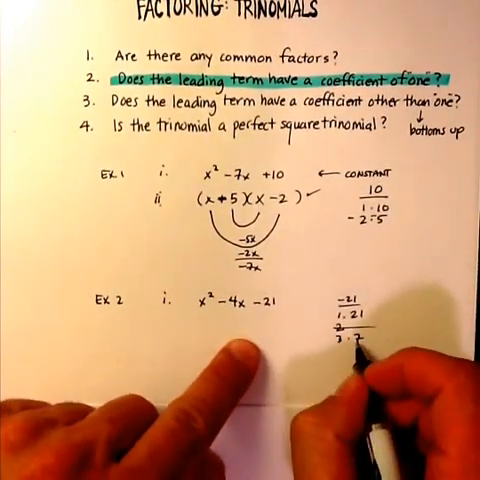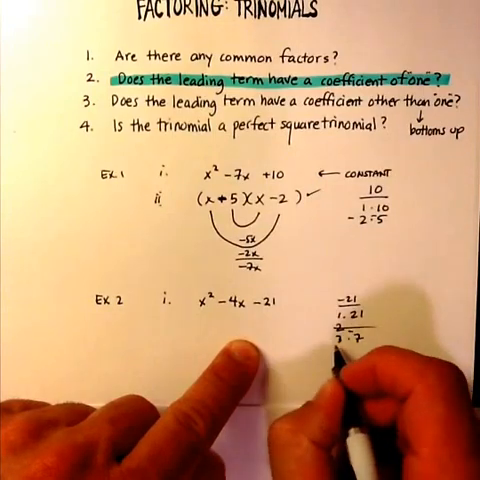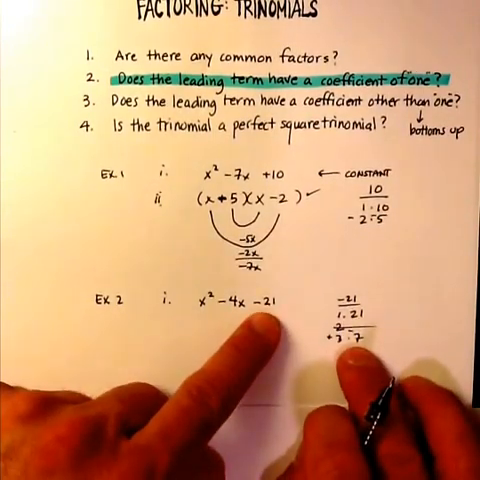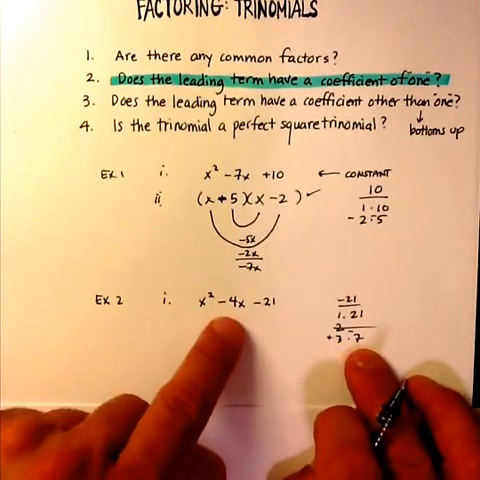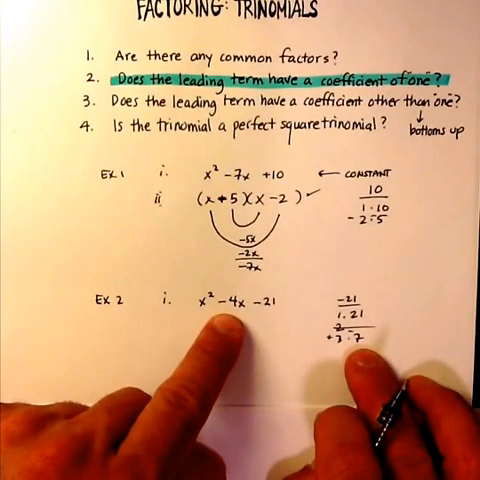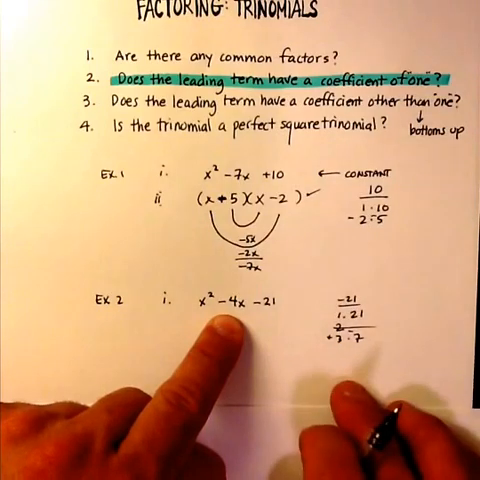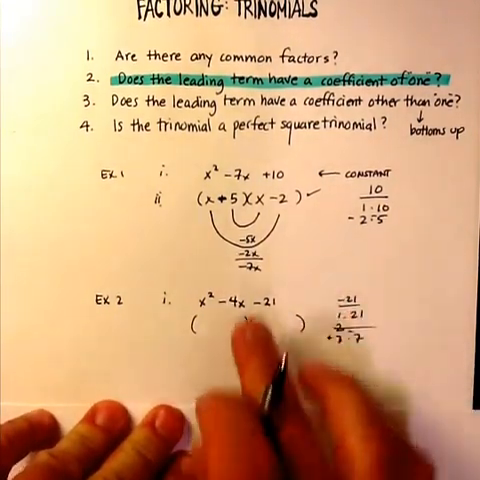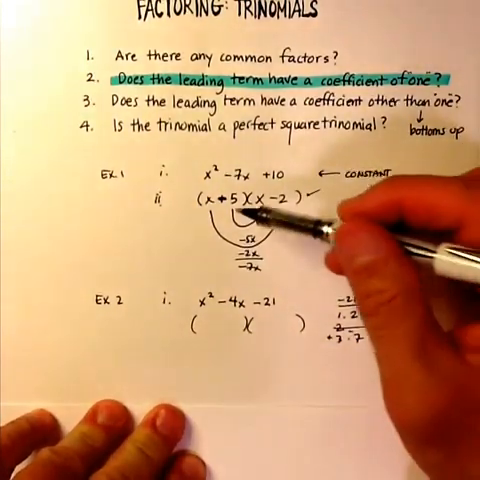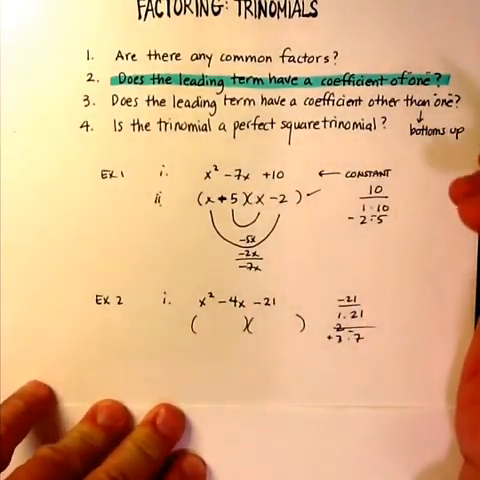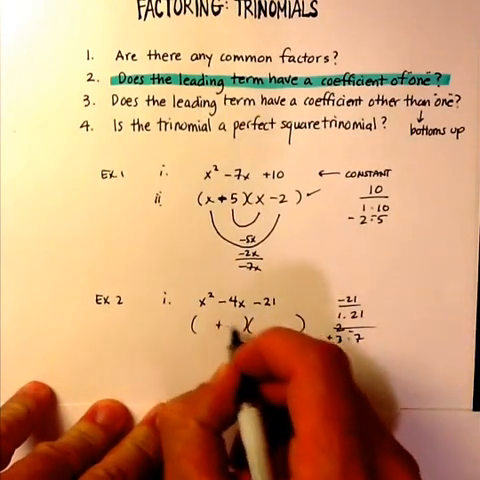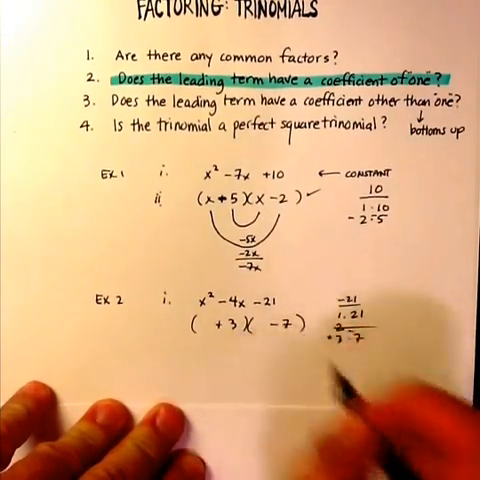So if I made the 7 negative and the 3 positive, I would get -21 when I multiplied, but I would get a -4 when I added them. Sure enough, it passes that test. So again, go ahead and write your 2 binomials. Now, notice I said you had to do plus and minus. That was actually a little bit incorrect. You just take the signs of whatever your factors are. So we're going to say +3 and then -7.